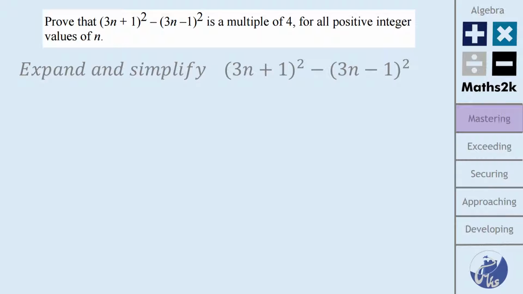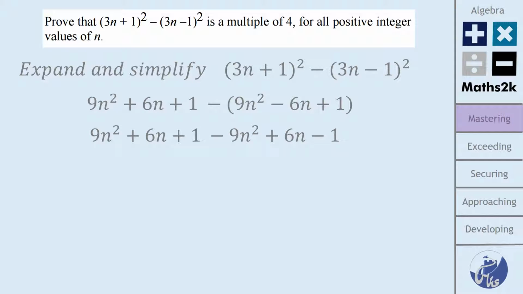Now that's going to take a little bit of time, but if we expand the two squared brackets separately, we'd end up at this point. And if we take care enough when we are subtracting the second set of squared brackets, once they're expanded, we would then end up with a lot of sign changes, a number of terms cancelling, leaving us with just 12n at the end. Now, how are we going to show that that's a multiple of 4?